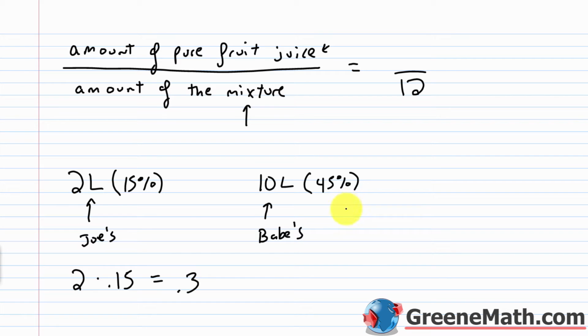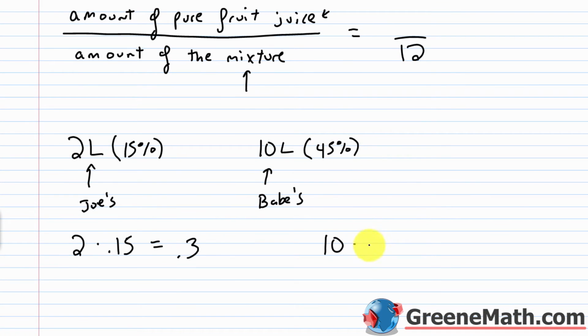Then if I do the same thing over here, with 10, which is the number of liters from Babe's fruit punch, times 0.45, which is 45% as a decimal, that's going to give me the amount of pure fruit juice that I'm throwing in from Babe's fruit punch. So this is going to be 4.5. If I sum these two amounts together, I'd get 4.8, right? 0.3 plus 4.5 is 4.8. So essentially I have 4.8 divided by 12.